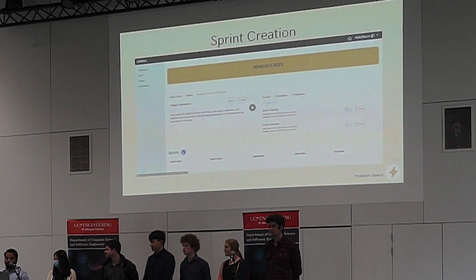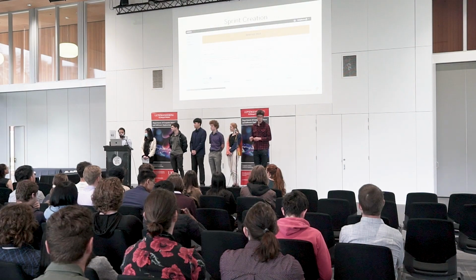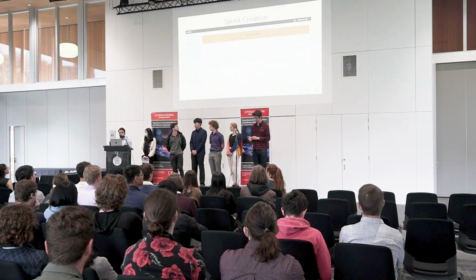Now after creating the project, Matt decides to add 2 new sprints. As you can see on the left hand side of the screen, there are 2 events that he's already created, Sprint 1 Planning and Sprint 2 Planning. He then clicks on the plus button to create a new sprint.